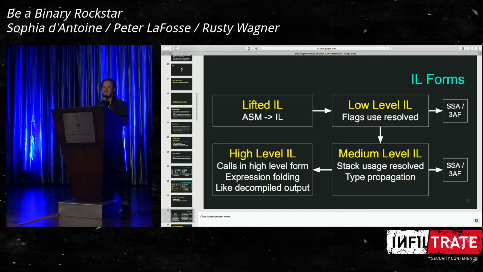First, you start with lifted IL. This is what the architecture plugin would take from assembly and convert to IL. Then we resolve the flags usage of that assembly, and that becomes low-level IL, and that's what you saw on the previous slides. Then, of course, you have the SSA form of that if you need to answer data flow queries. And then we translate that to medium-level IL. Here, we actually resolve the stack usage, so stack variables become just regular variables at this point, and we also run type propagation at this stage.